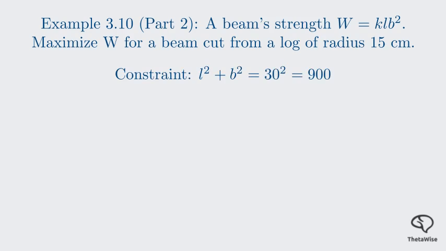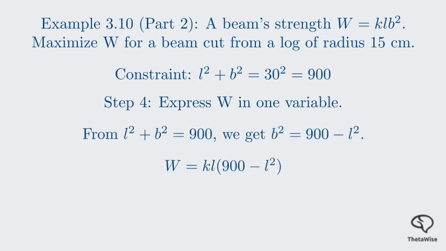Our objective is to maximize W. Notice the W equation already has b squared in it. This is convenient. From the constraint, we can solve for b squared. B squared equals 900 minus L squared. We substitute this into our strength formula. This gives W equals K times L times the quantity 900 minus L squared. Expanding this, W equals K times the quantity 900 L minus L cubed. This is a simple polynomial in L.